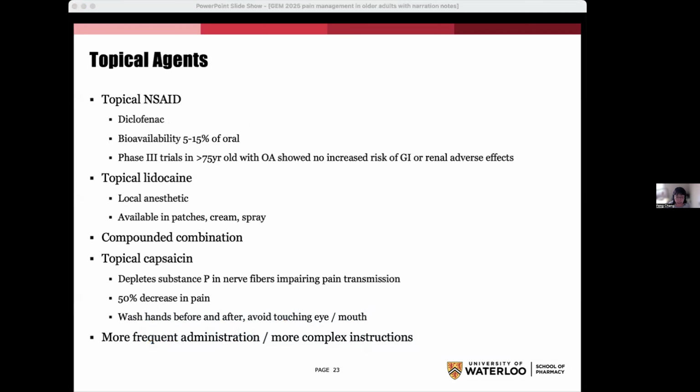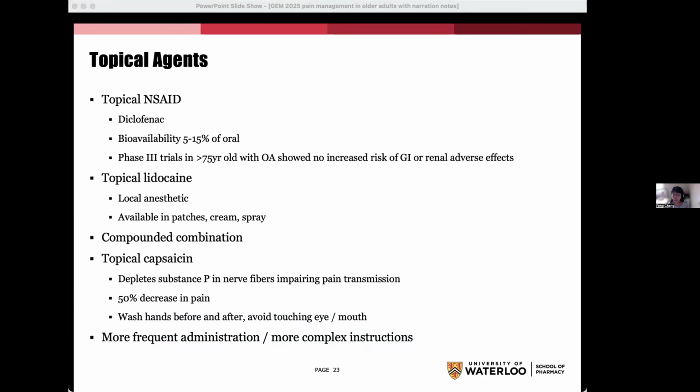Okay, so someone in the chat just mentioned compound cream, so excellent point. Topical agents are much safer, so topical NSAIDs would be the recommended thing to go to if you want to try an NSAID. Systemic NSAIDs are associated with other side effects like GI or renal toxicity. And there's good evidence on topical creams, especially in older adults with osteoarthritis. Topical lidocaine is another example.